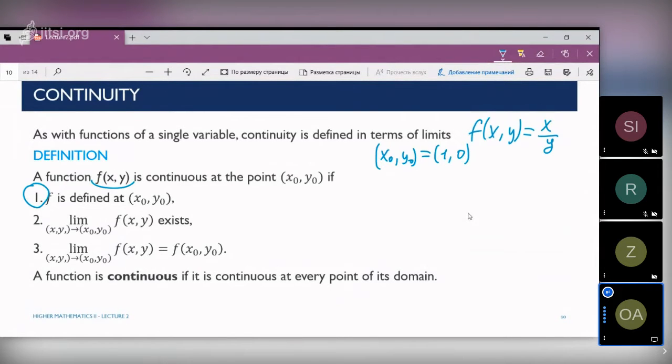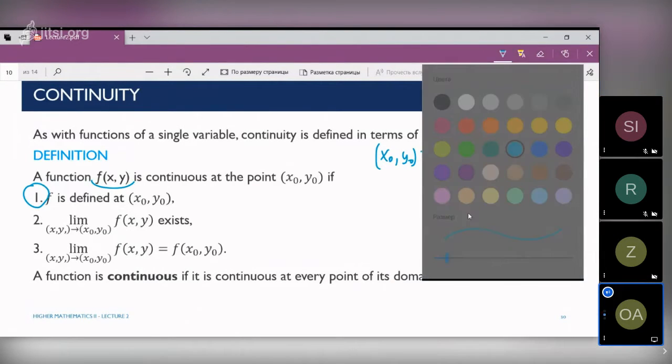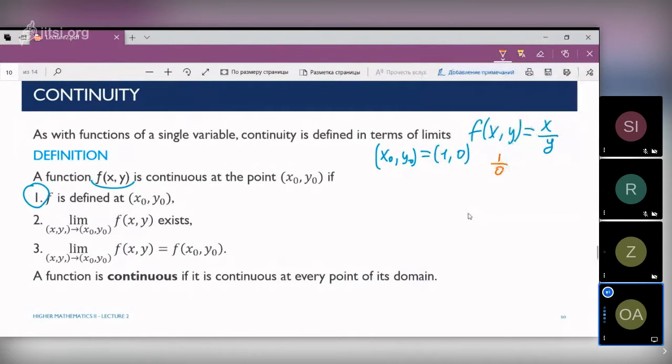The first rule says f is defined at (x0, y0). If I put 1 and 0 here, I will get 1 over 0. So is it possible to divide 1 by 0? No, it's undefined. So it's not defined. The first rule fails. This rule says about this one.